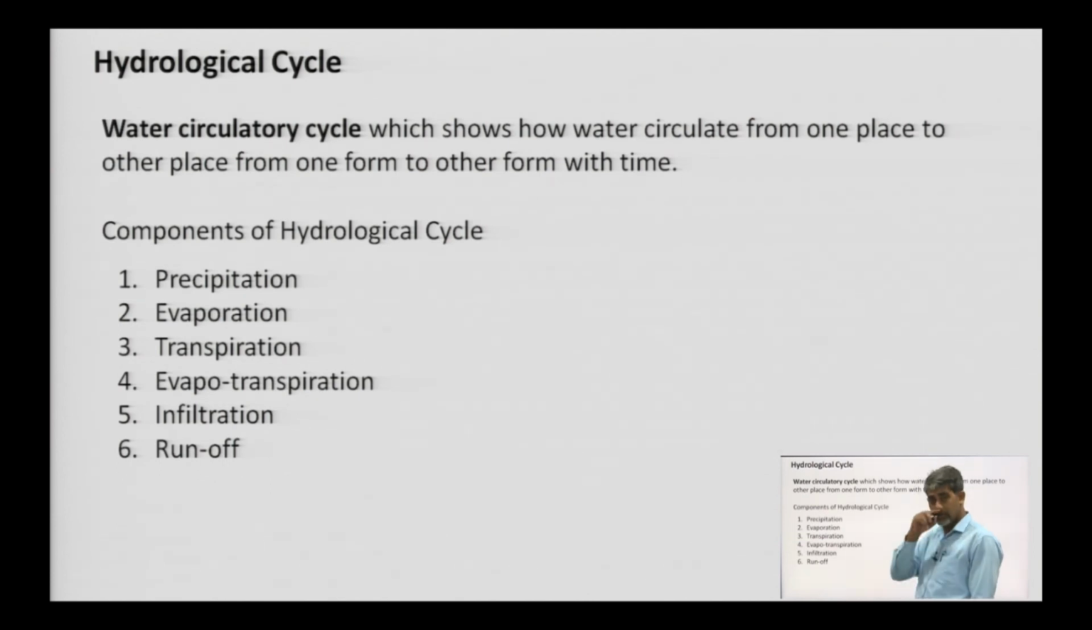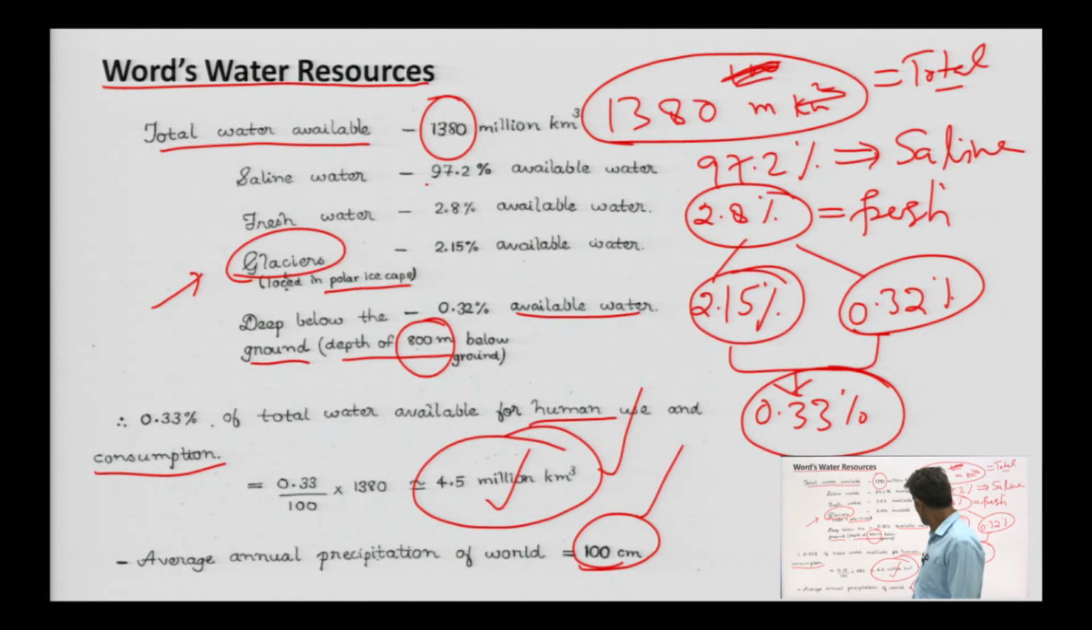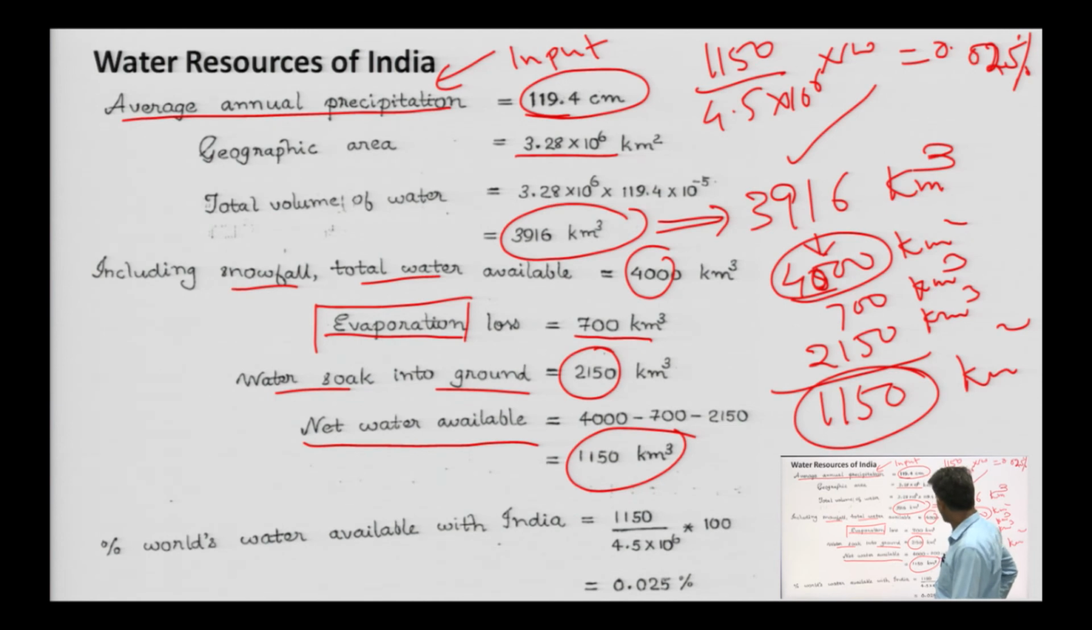So that data gives the idea of how the management of the water is to be done. What should be the procedure? How can the different losses be minimized? Evaporation loss is very common. We cannot do much more.